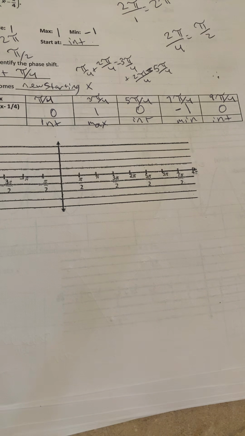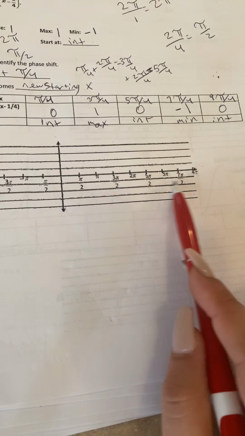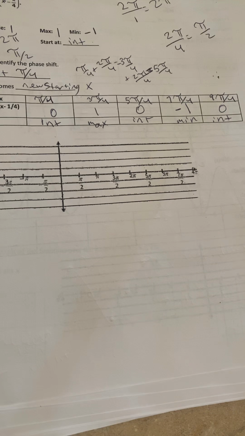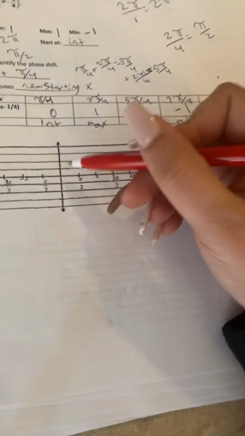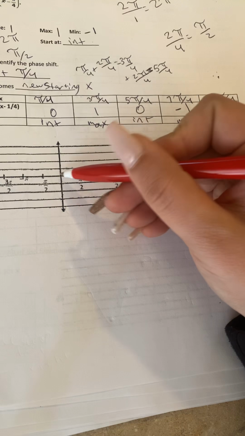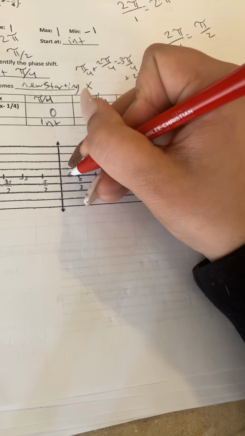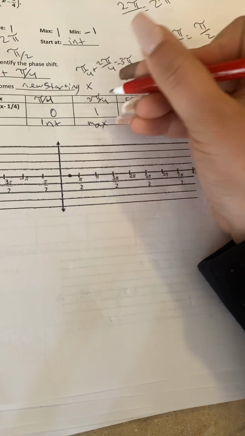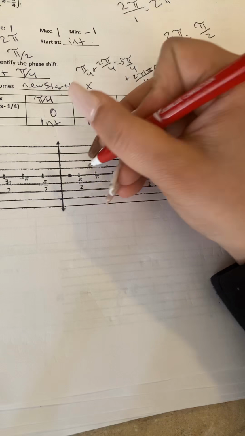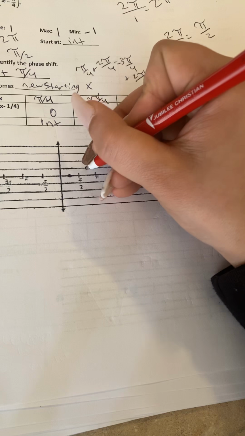So my first point is at pi over 4, 0. Now notice again, my points aren't labeled as pi over 4s, but I said before, they're in between points. So pi over 4 is right here in between 0 and pi over 2. All right, so that pi over 4 is at 0. Okay, 3 pi over 4 is at 1. So basically we're going in between the points here.